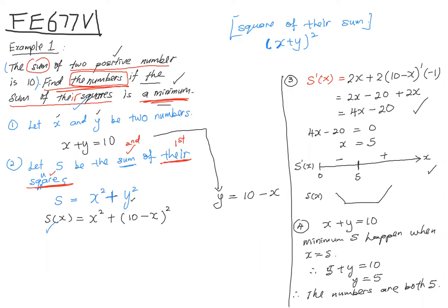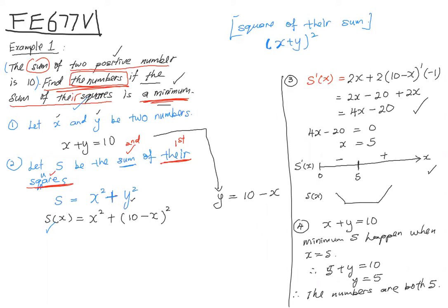Okay, then you write the expression for what the question wants you to maximize or minimize. Then you may want to simplify the equation. Then you find the derivative. Then you equate it to 0. That is, you get the variable.